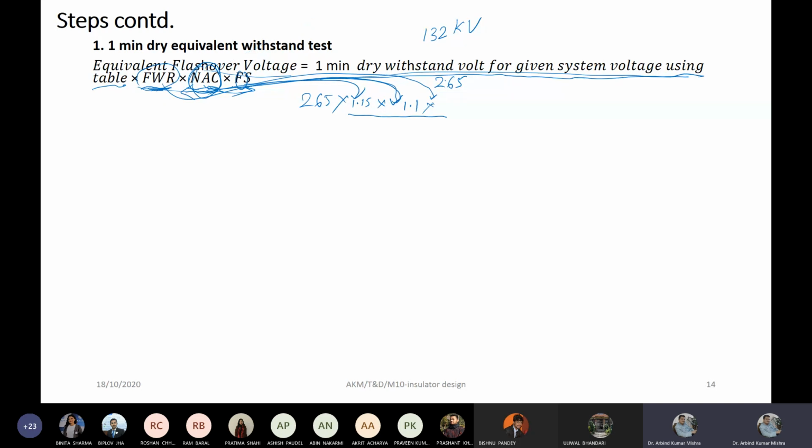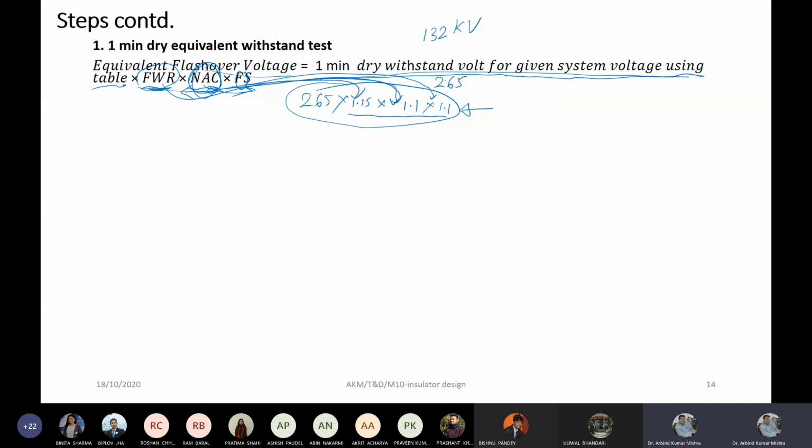And then the factor of safety: mechanical or civil engineers take a factor of safety of 2 times, 3 times, or so on, but electrical engineers are very conservative in this and consider very low values, maybe 1.1 to 1.2, not more than that. So 1.10, then this is your equivalent voltage.